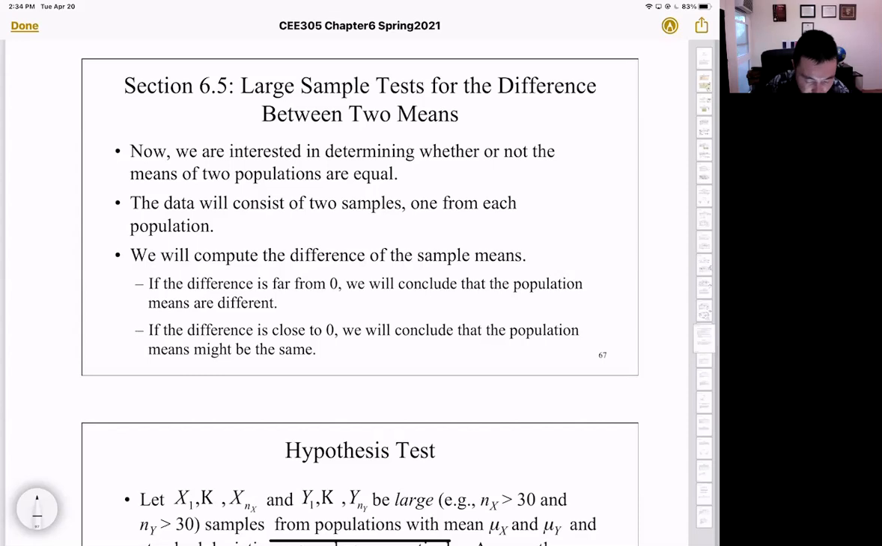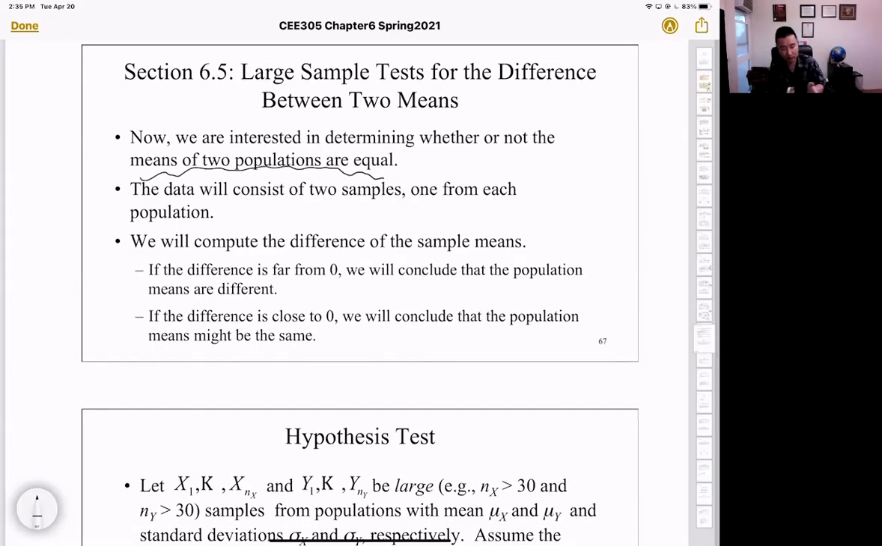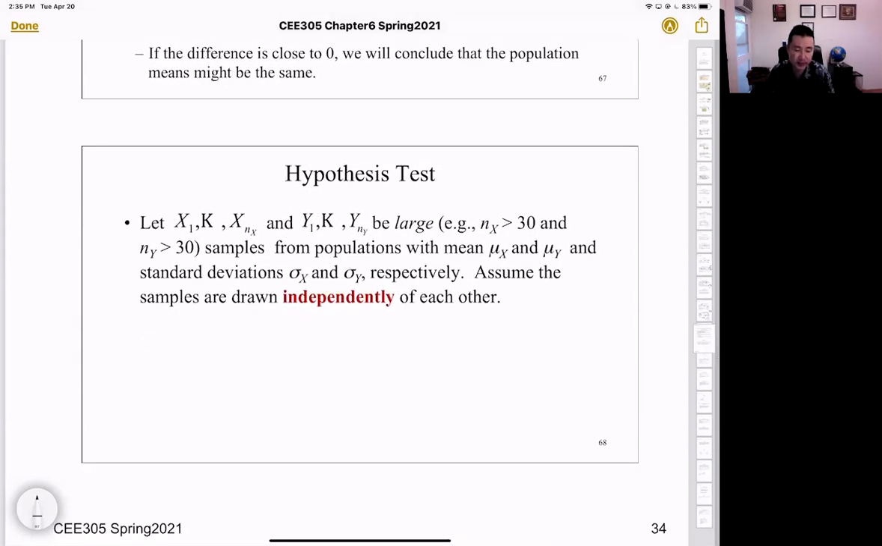If we want to know if two population means are equal or not, we get two samples, and for each of the two samples we have a sample mean value. If the difference between the two sample means is far away from 0, then we can conclude that the population means are different. If the difference between the sample means is closer to 0, then we may conclude that the population means might be the same. So how to set this up?